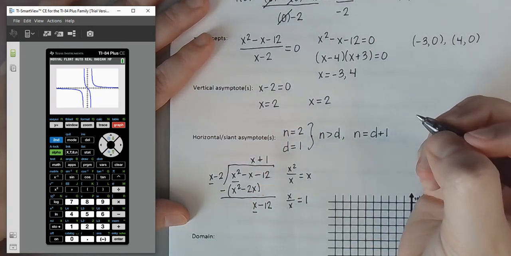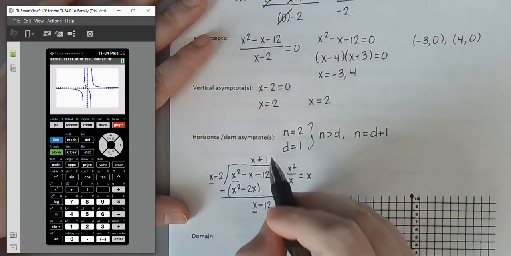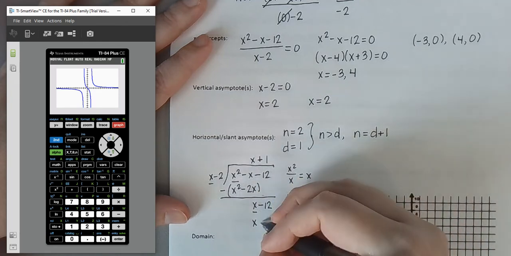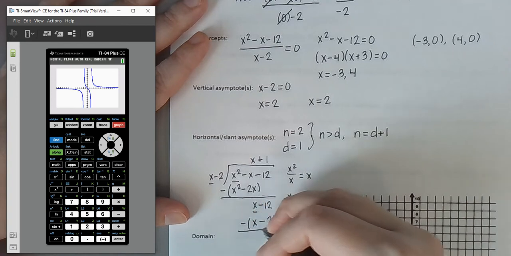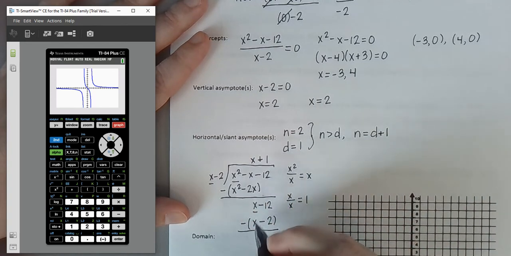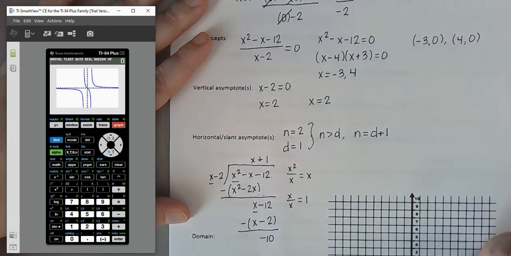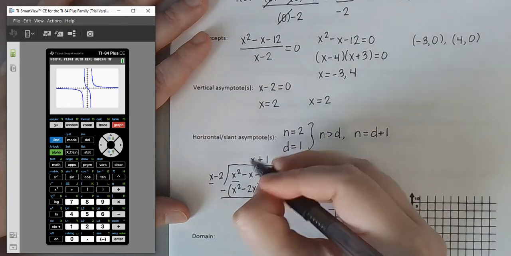And technically speaking, I can stop there. We're going to disregard the remainder, but for the sake of finishing it, let's finish it. So 1 times x is going to be x. 1 times negative 2 is going to be negative 2. And then we're subtracting all of that. So again, the first terms reduce to 0. And then we have negative 12 minus negative 2, so plus 2. Negative 12 plus 2 is going to be negative 10. But again, we throw that away. We don't need it. All we need is this quotient.